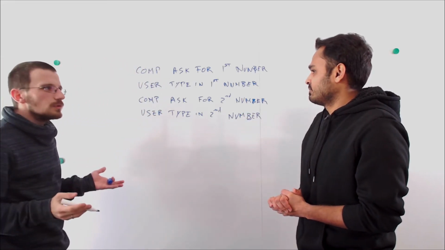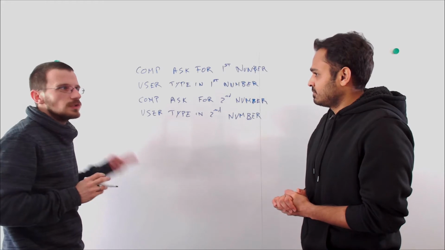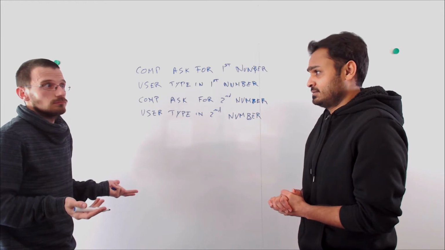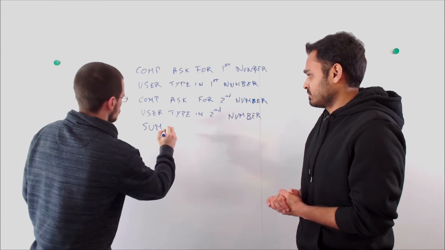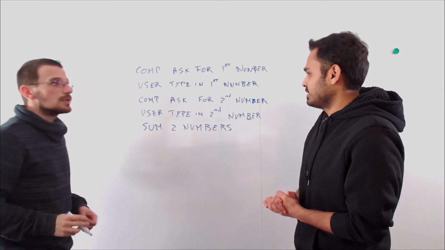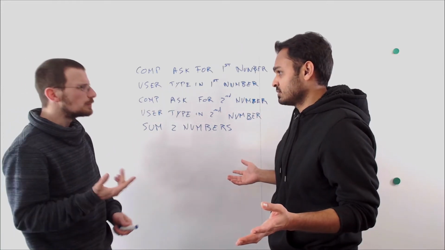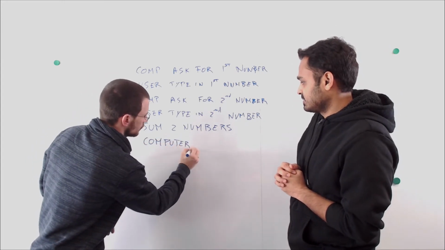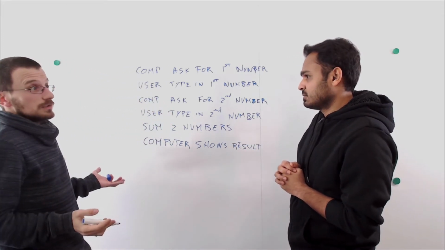So now we have two numbers. The computer has two numbers. So the next task is typically to sum these two numbers. And that could be the last thing to do. Well, I think we're missing something. So what else do we need? Let me think. We need to show the result to the user? Yeah, the computer needs to show the results to the user. Right, so we are done with the decomposition.